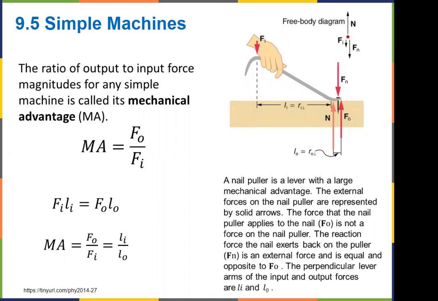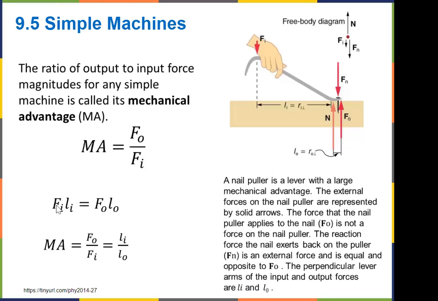So your input force could be small, and your output force by using this simple machine is larger. The ratio between the output force and the input force is called your mechanical advantage. Mechanical advantage is defined as the output force divided by the input force. You can just use the abbreviation AMA, which stands for mechanical advantage. And this is basically from applying torque.